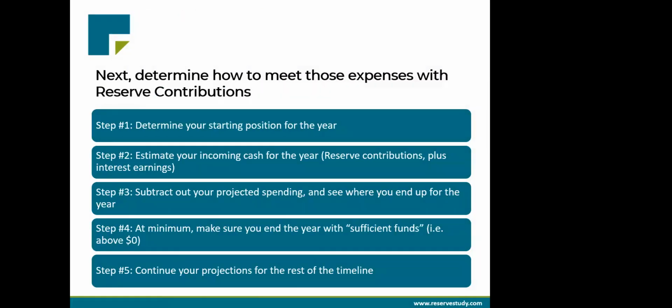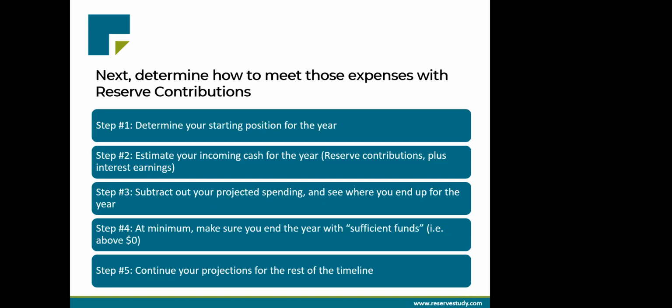Once we know what the future expenditures look like, the next step is to determine how much money needs to go into that pooled reserve account every year in order to meet those expenses. Now, this is a fairly straightforward process, but I'll try to walk you through the steps. The first thing to do is to determine where you're starting from.